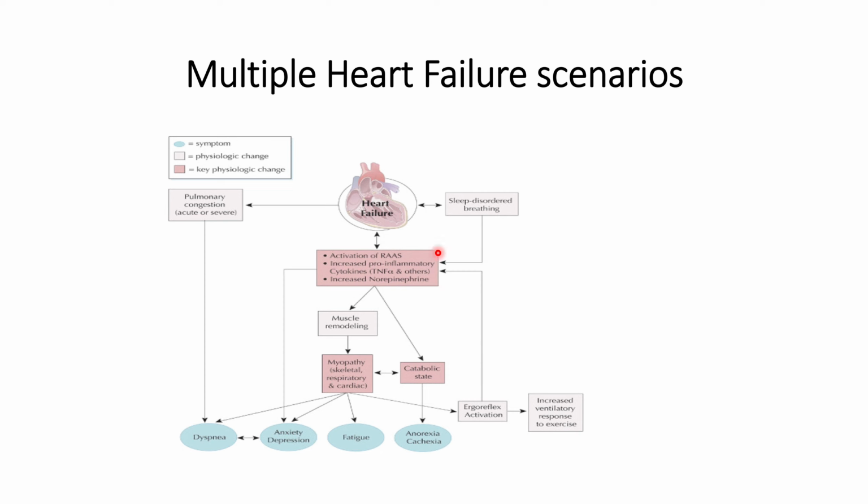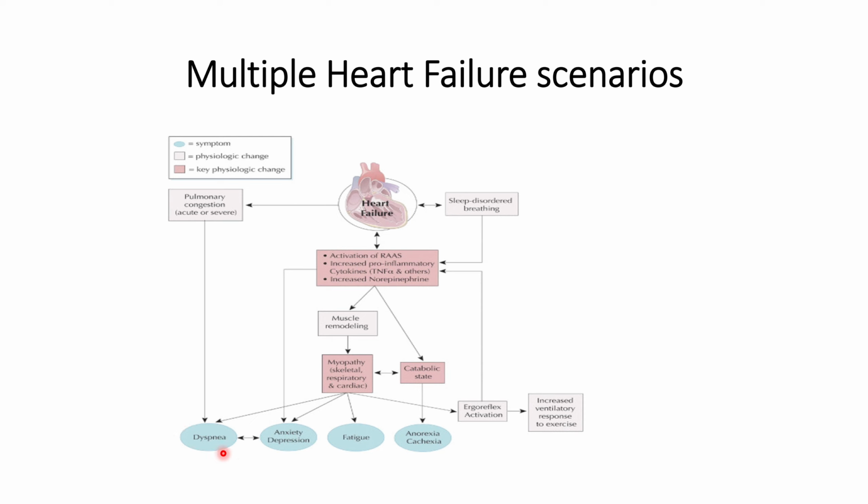So what happens because of the activation of all this is that muscle remodeling takes place. Sometimes muscle expands and sometimes muscle contracts, based on the scenario, and because of this there is a change in the catabolic state or skeletal respiratory. There is a change in the rate of flow of skeletal respiratory, and that might lead to cardiac problems.